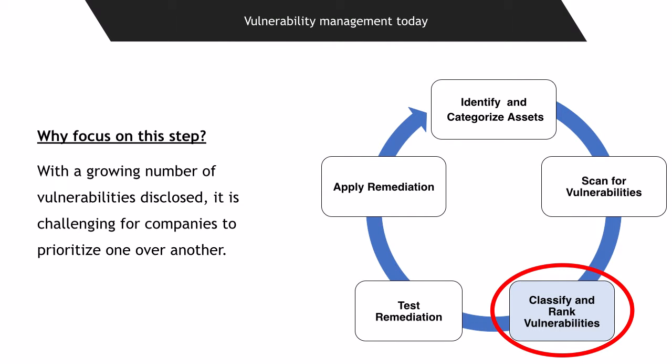So now that we've understood the problem, we can then look at vulnerability management today. With a growing number of vulnerabilities disclosed, as we just talked about, it is challenging for companies to prioritize one over another. As we know, the basic process of vulnerability management includes, first of all, knowing all your IT assets and networks, looking actively for problems in them, and then prioritizing them, and finally applying the solution. Our machine learning solution deals with the prioritization stage, mainly because there lies the greatest potential for machine learning, and because, as we will show, prioritization is a big problem.